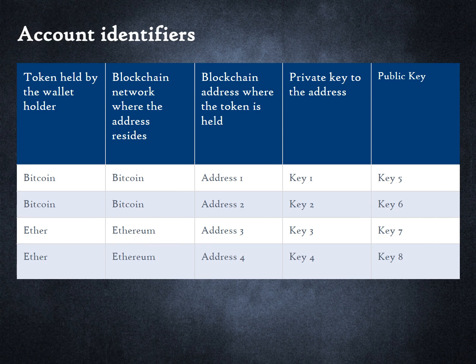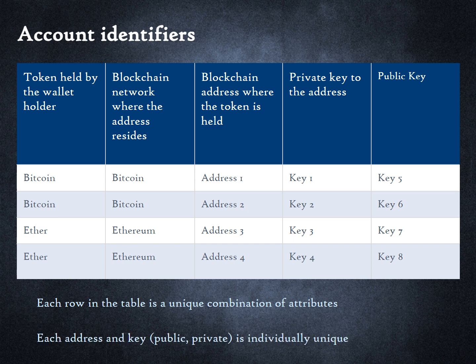From a data perspective, we can visualize the following table that presents a generalized framework across all crypto tokens. Each row in the table is a unique blockchain address, which is associated with a specific blockchain network like the Bitcoin blockchain or the Ethereum blockchain. Associated with each blockchain address is a unique private key and public key. Each row in this table is unique. Even beyond that, each address, public key and private key is individually unique.